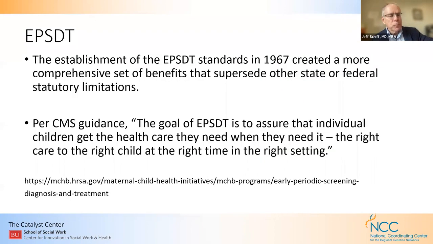Next slide. So we want to get into EPSDT a little bit just to let people know about this, because it's a pretty important thing that has defined care for children in the United States for quite a while. Medicaid was started in 1965. And in 1967, EPSDT was defined to create a comprehensive set of benefits that supersede other federal or state statutory limits. And this is from CMS. I think it's important. The goal of EPSDT is to assure that individual children get healthcare that they need when they need it, the right care to the right child at the right time in the right setting.